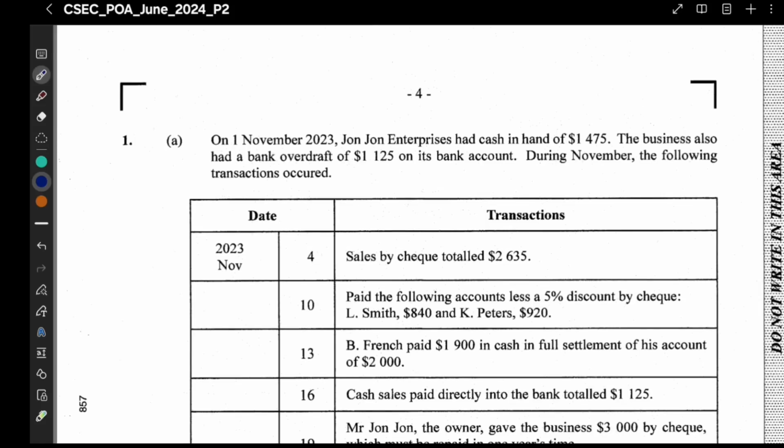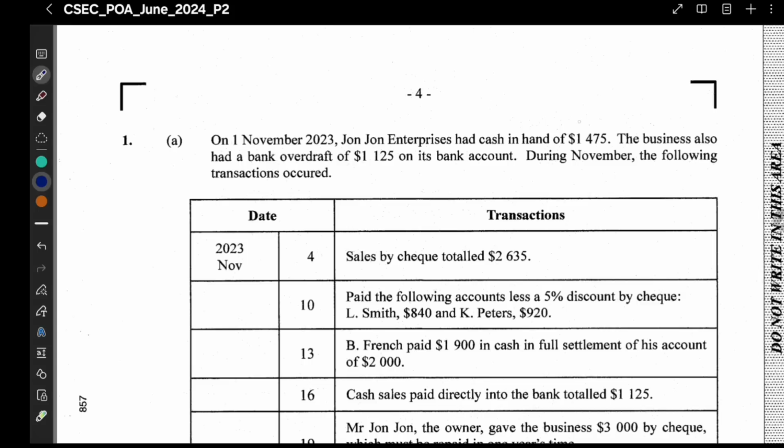Alright, so on November 1st, 2023, John Enterprises had cash in hand of $1,475. The business also had a bank overdraft of $1,125 on its bank account. During November, the following transactions occurred. So let's interpret this information at the top. And before going through the transactions, we'll go at the bottom and see what's required.